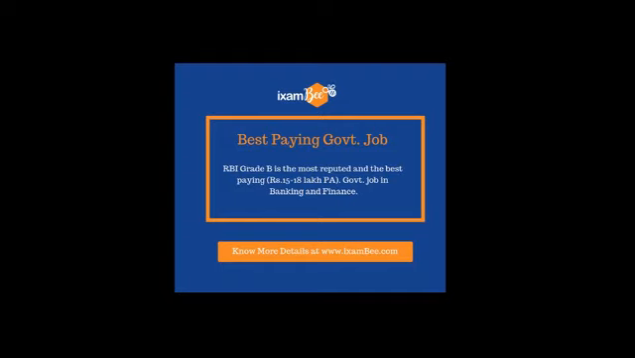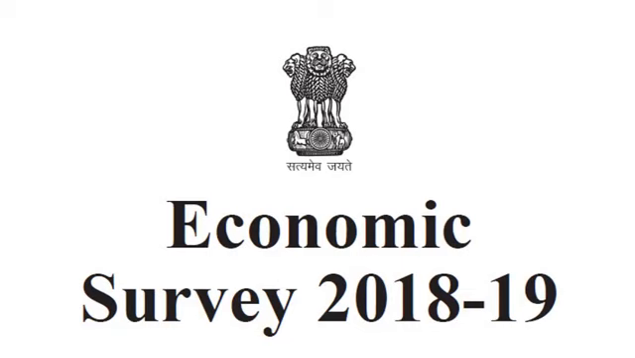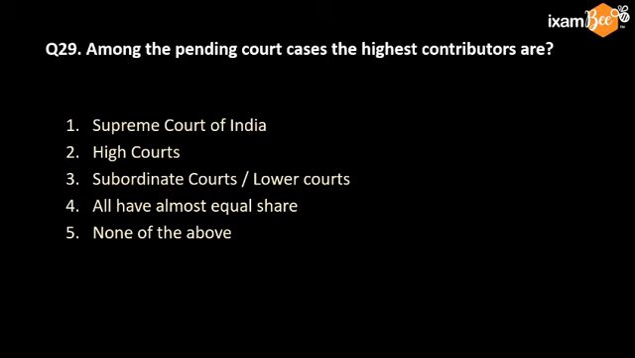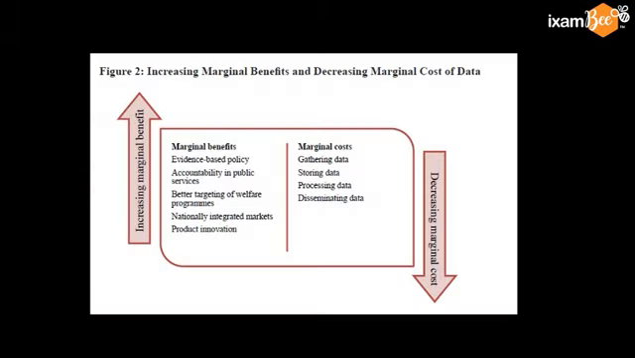You cannot clear a competitive exam like UPSC, RBI Grade B, NABARD, SEBI without knowing important things about Indian economy. So continuing with the questions from Economic Survey 18-19, among the following courts, the highest number of pending cases are there in which type of court? The correct answer is subordinate courts, lower courts. I'll come to the details.